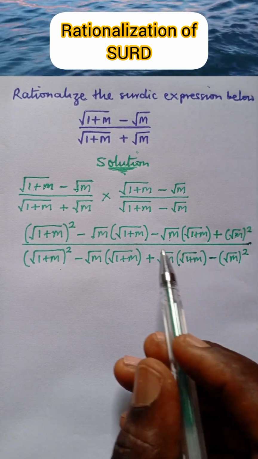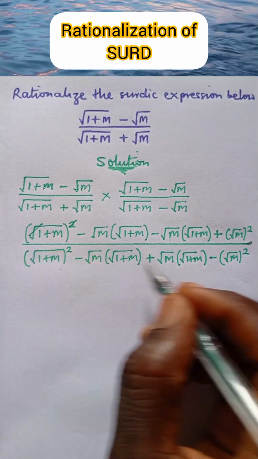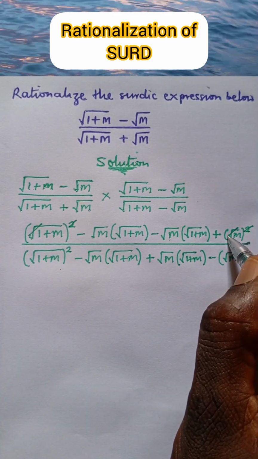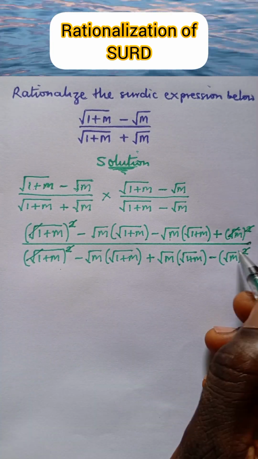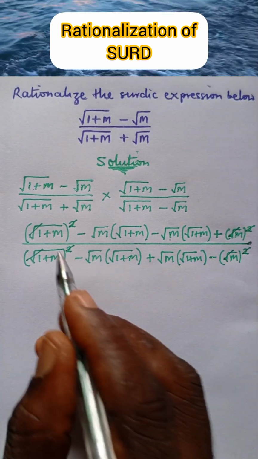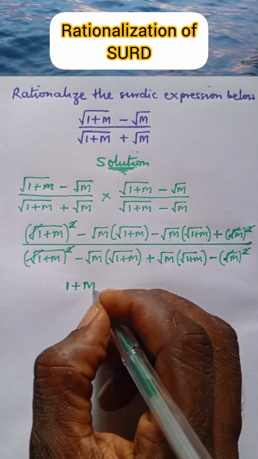So right now, this is what is going to happen. This square cancels this root. This square cancels this root, and similarly at the denominator, this square cancels this root, and the square cancels this root. So what we have left here is 1 plus m. So we have 1 plus m.